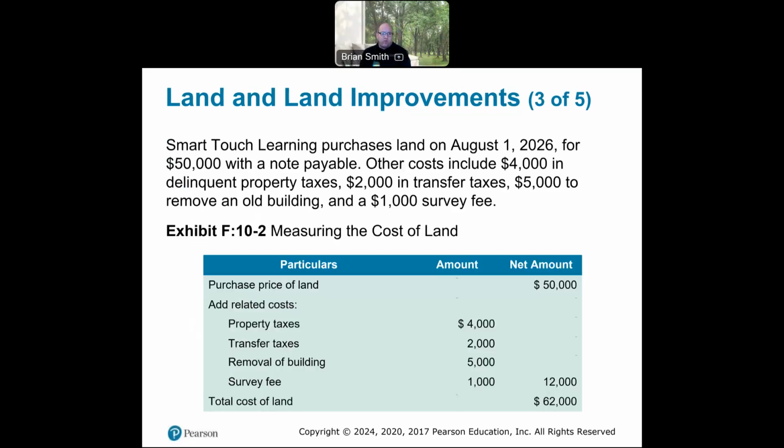So let's look at this. We bought land for $50,000. We also had property taxes, transfer taxes, removal of a building that's on there, as well as a survey fee. We're going to put all of that towards the cost of the land. Now, if we had something on there that said paving or putting lighting in or some kind of water system, all that's going to be land improvements. So the cost of our land here is going to be $62,000 when we add all these together.